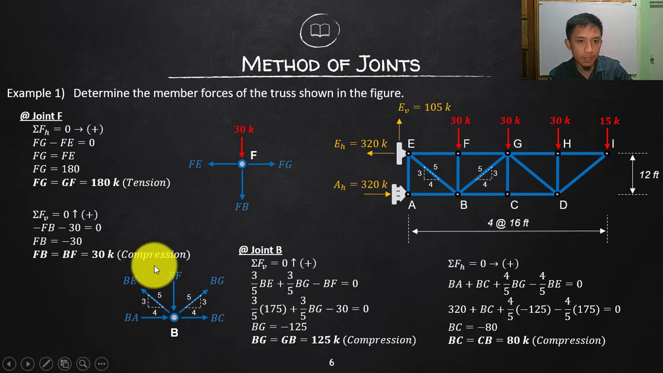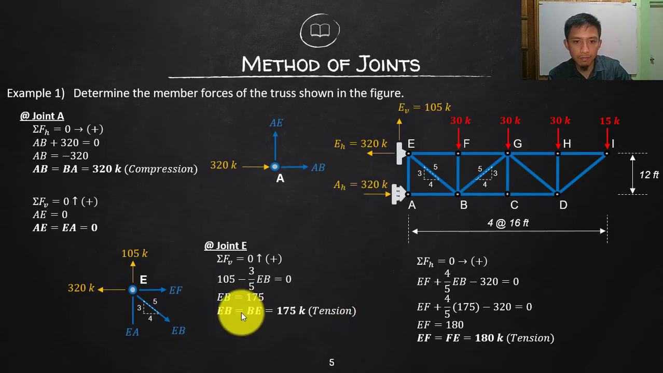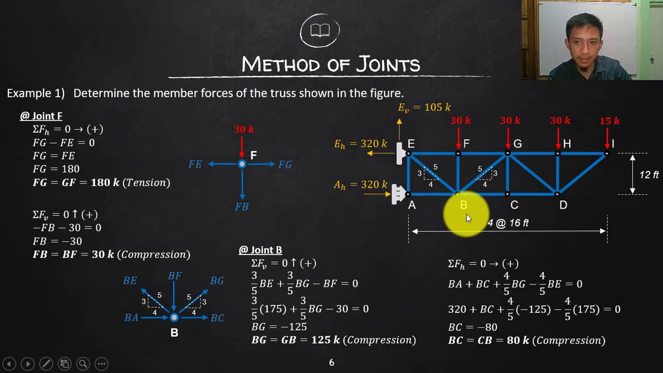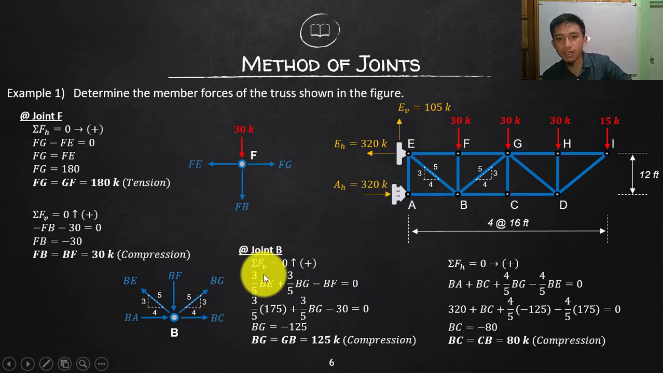BE, we solved that one previously also. BE is the same as EB, which is tension, so that is going away. And then BF, we solved that one here to be compression, so going towards. So the only unknowns are BJ and BG and BC. So the same thing, summation forces horizontal and vertical.